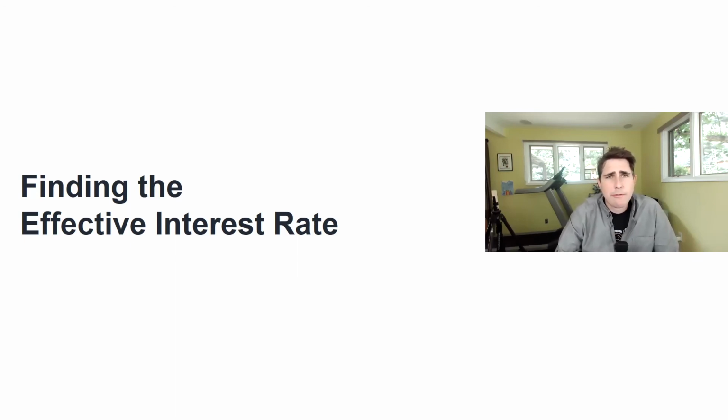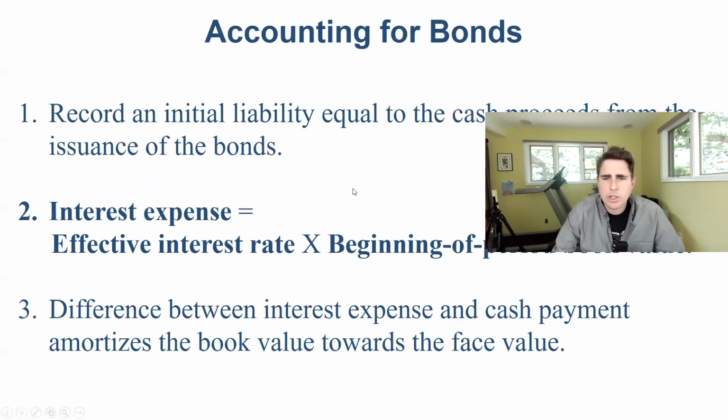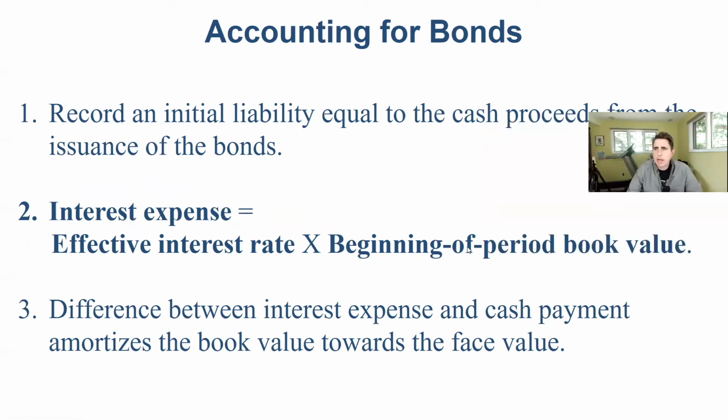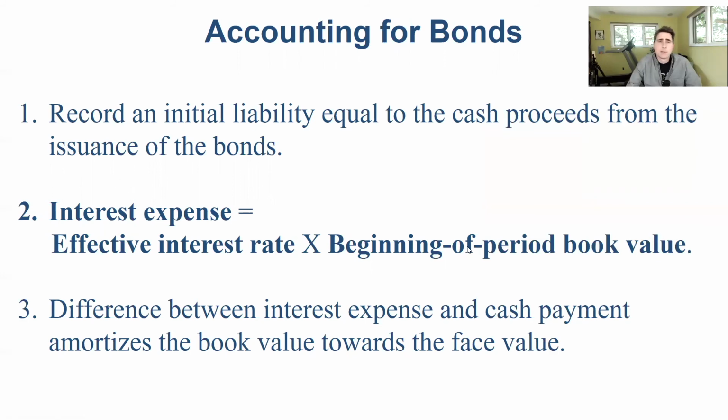So why would we want to find the effective interest rate of bonds that a company is issuing? Because it'll give us an idea of how risky that company is. A riskier company will have a higher effective interest rate. This tells you a little bit about how risky investors think a company is at the time that the bonds are issued. So let's move on and talk specifically first about the accounting rules for bonds.